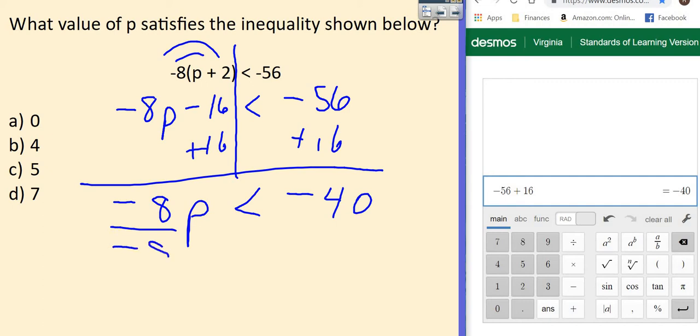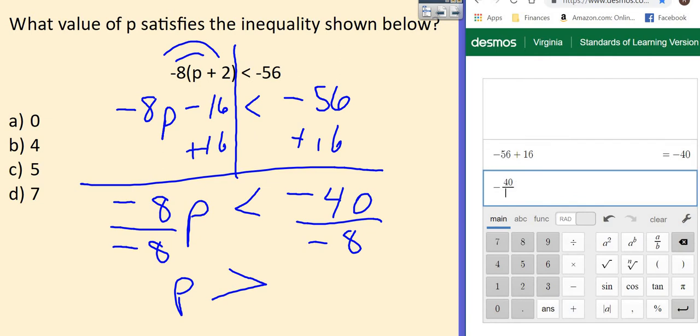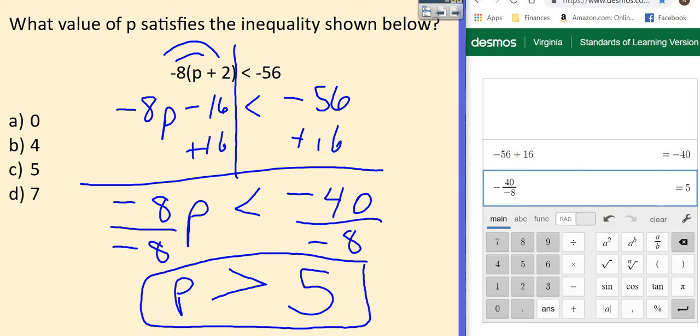And we're going to go ahead and divide by a negative 8. When you do that, your sign will flip. And let's go ahead and use our calculator. Negative 40 divided by negative 8 is a positive 5. So this is asking what value of P satisfies the inequality. This is saying that P must be greater than 5. Is 0 greater than 5? No. Is 4 greater than 5? No. Is 5 greater than 5? It is not. So your answer is D.